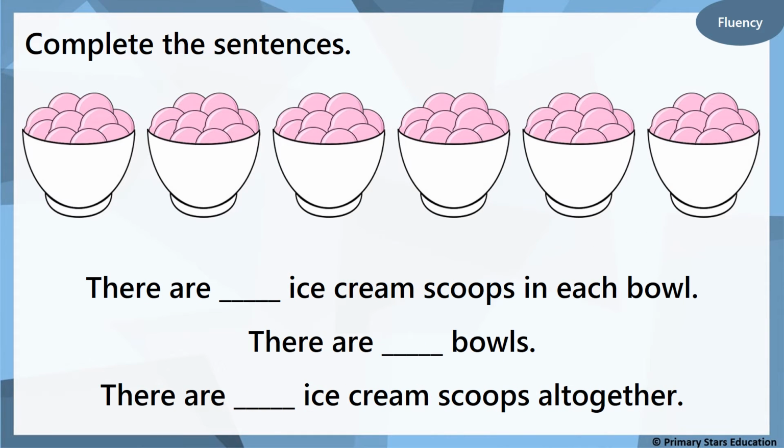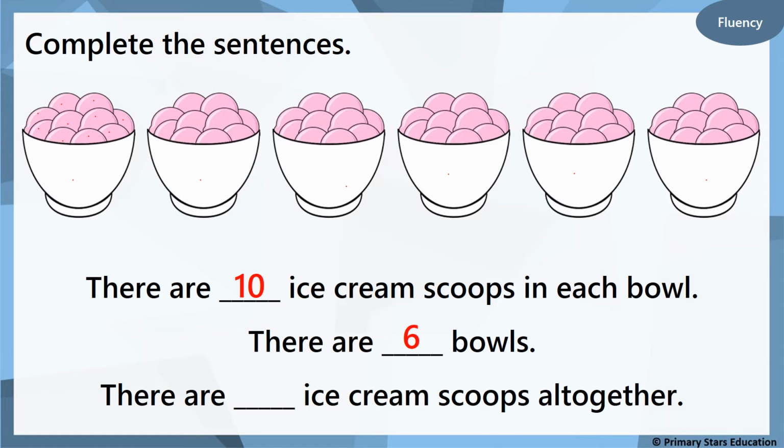Let's have a go at counting the delicious strawberry ice cream scoops. Let's check there are 10 in each bowl. 1, 2, 3, 4, 5, 6, 7, 8, 9, 10. So there are 10 ice cream scoops in each bowl, and there are 1, 2, 3, 4, 5, 6 bowls. Perhaps you could tell me straight away without even needing to count up in tens how many ice cream scoops we have altogether.